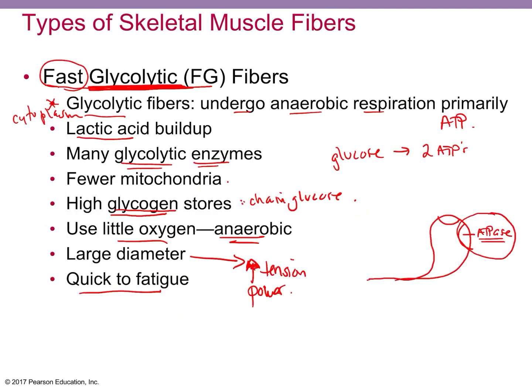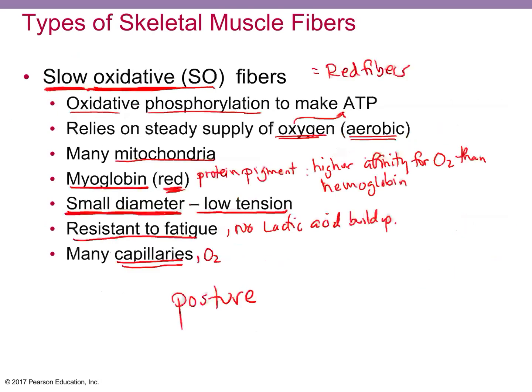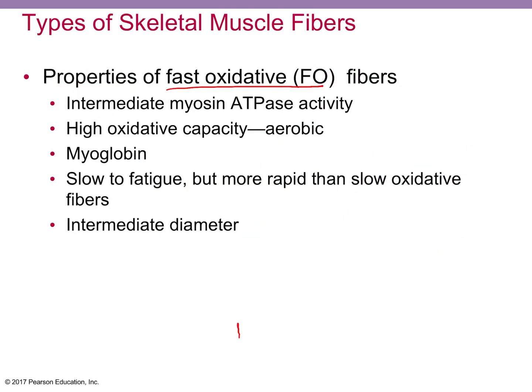Your fast glycolytic fibers, let's say you're jumping, right? An explosive fast action that requires this kind of muscle, recruits this kind of muscle type. And then fast oxidative, this middle one, would be walking. Okay, you can walk all day if you wanted to, as long as you had oxygen delivered to these cells.